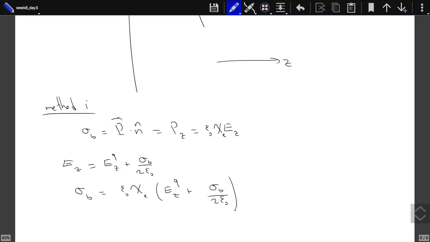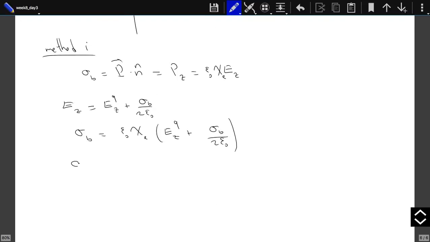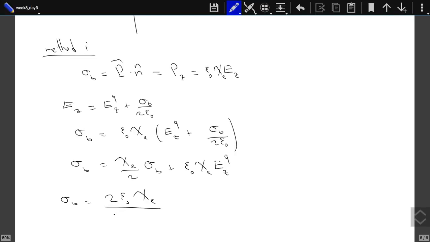But this equation is kind of trivial to solve for sigma b. Sigma b is equal to chi e over 2 sigma b plus epsilon 0 chi e Ez. Or sigma b is nothing but 2 epsilon 0 chi e divided by 2 plus chi e, times Ez due to the charge.